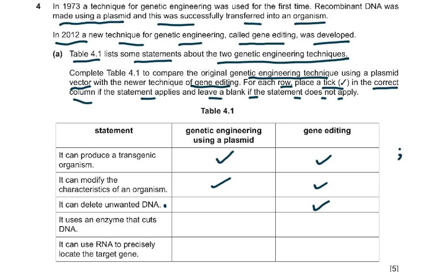Then it uses an enzyme that cuts DNA. Yes, we do it in both. It uses an enzyme that cuts DNA. Of course, we use it in both of them. Then the last one, it can use RNA to precisely locate the target gene. Well, not in this one, but yes, in this one it can. So as I said, either you know this or you don't know this.